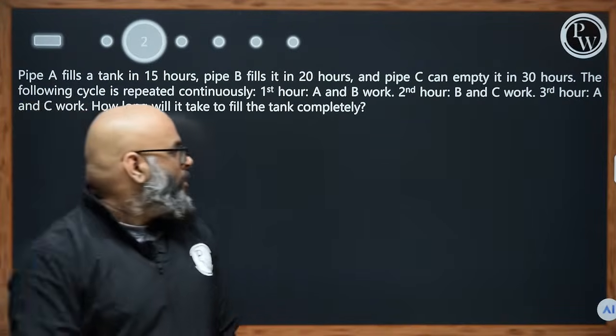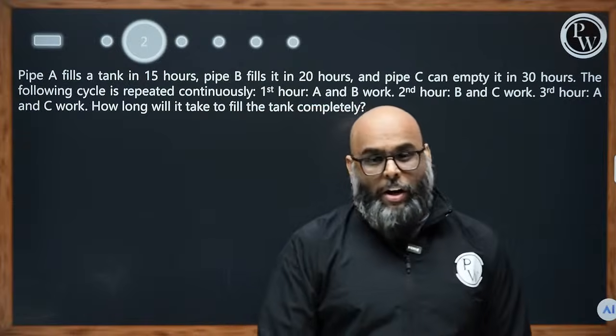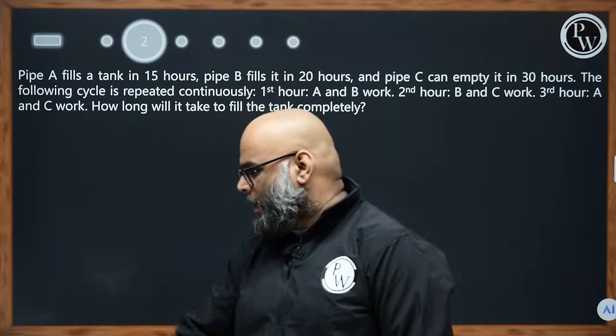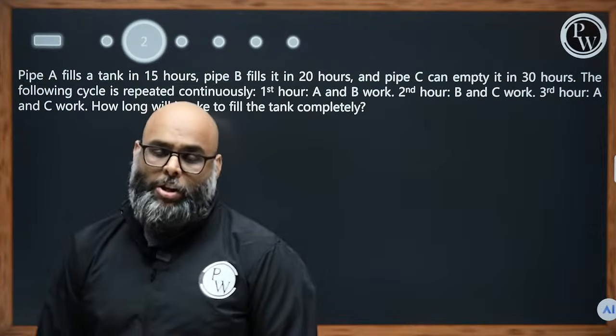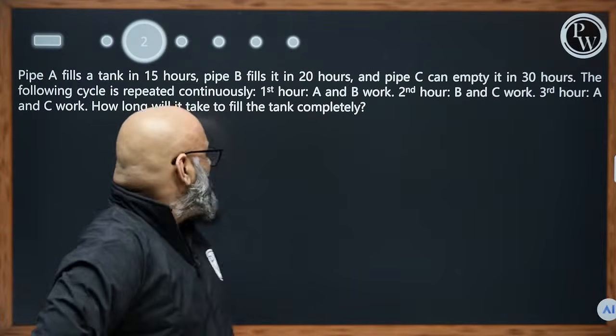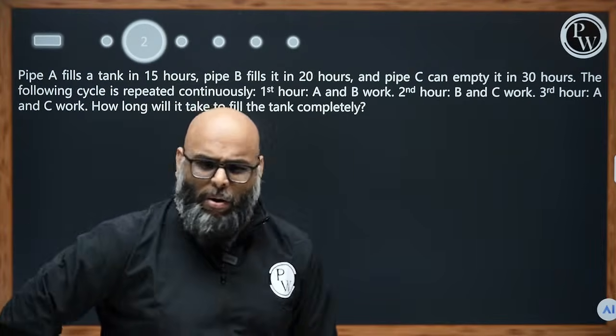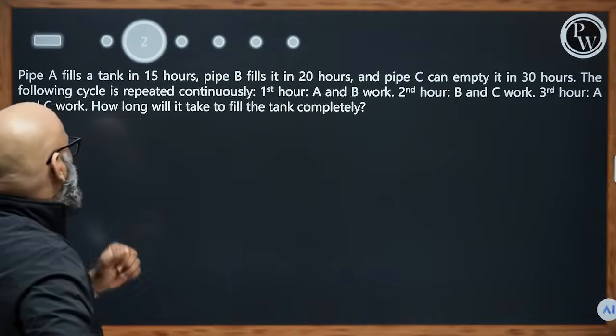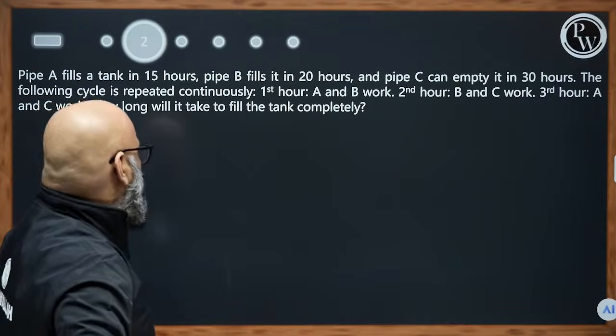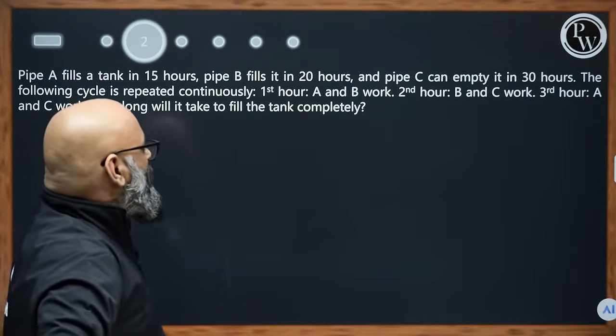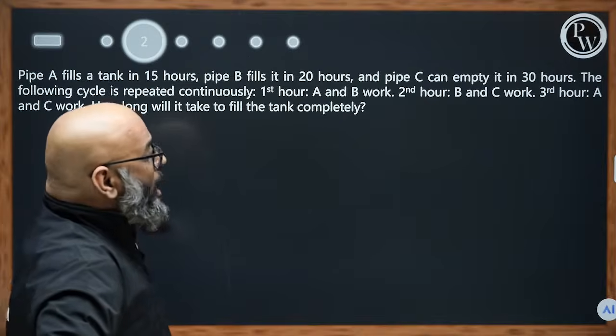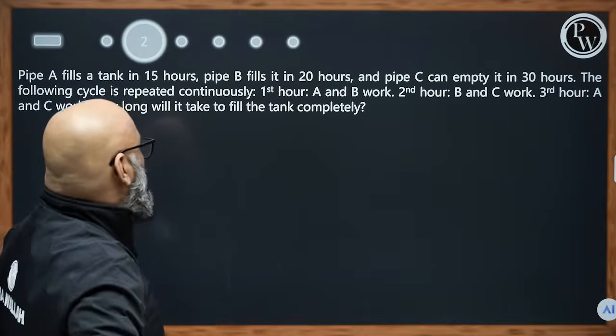But I think you might not need the entire 3 minutes to solve it, but then I'm already starting to see the answers flow here. So we'll have a crack at this one now. It says pipe A fills a tank in 15 hours, pipe B fills it in 20 hours, and pipe C can empty it in 30 hours, 15, 20, 30.